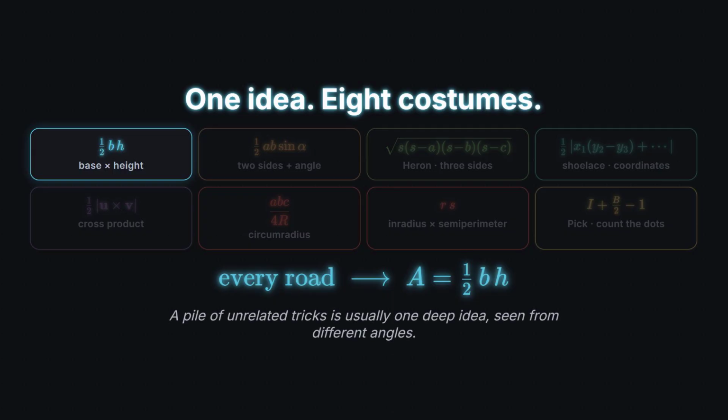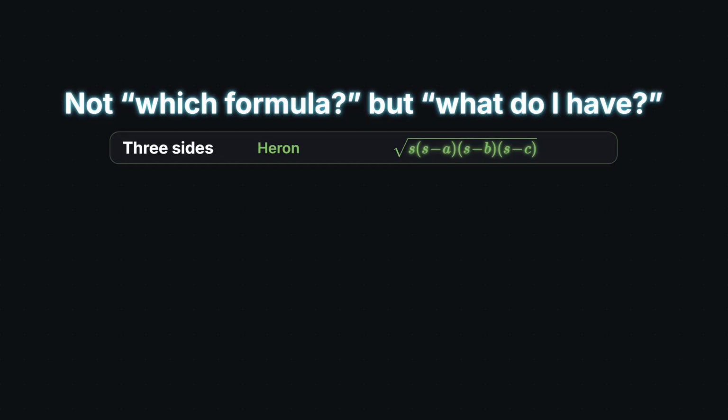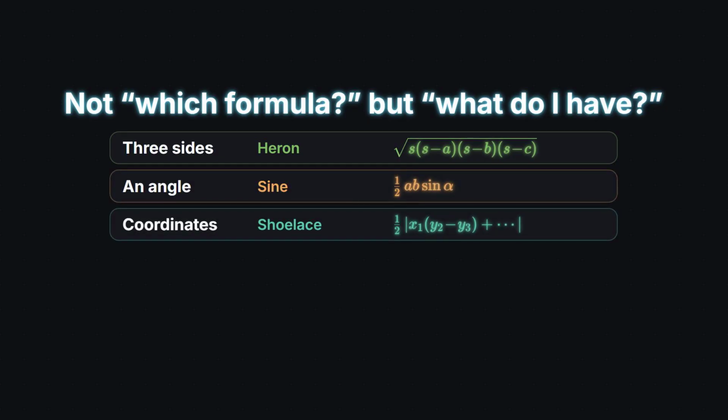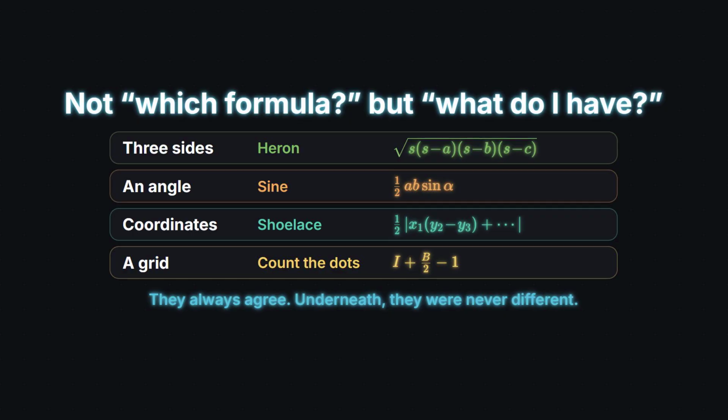Mathematics does this constantly. What looks like a pile of unrelated tricks is usually one deep idea, viewed from different angles. So, to bring it all together, next time someone hands you a triangle, the real question is not which formula to memorize. It is, what do I actually have? 3 sides? Heron. An angle? Sine. Coordinates? Shoelace. A grid? Count the dots. They will always agree, because underneath, they were never truly different.